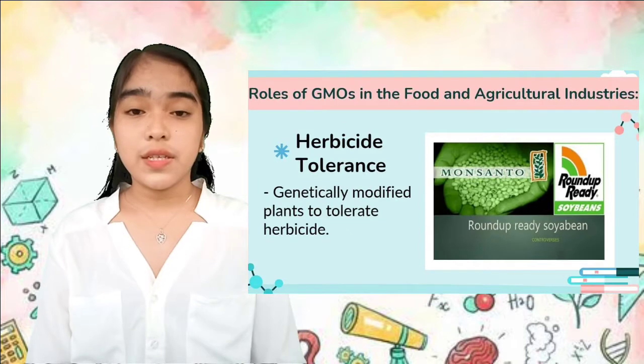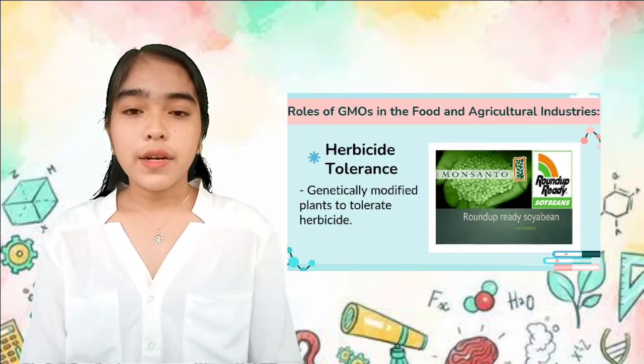So the third one is herbicide tolerance. These are genetically modified plants to tolerate herbicides. Weeds, as we all know, are a constant problem in a farmer's field. Even now, with our plants here at home, weeds are a problem. Weeds do not only compete with crops for water, nutrients, sunlight, and space, but they also harbor insects and diseases. So generally, if weeds are left uncontrolled, they can reduce crop yields significantly.